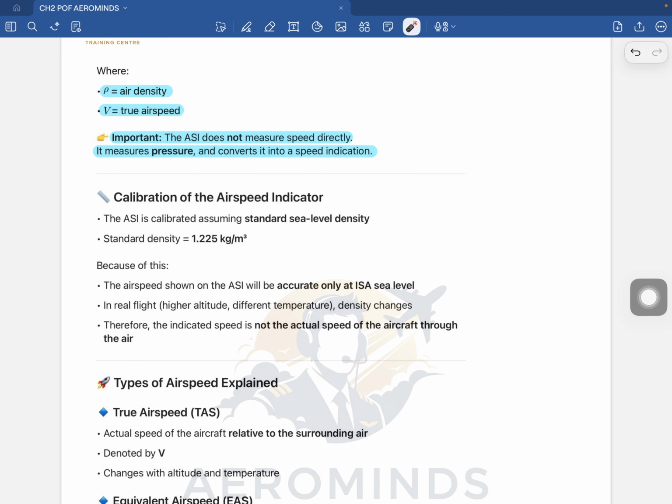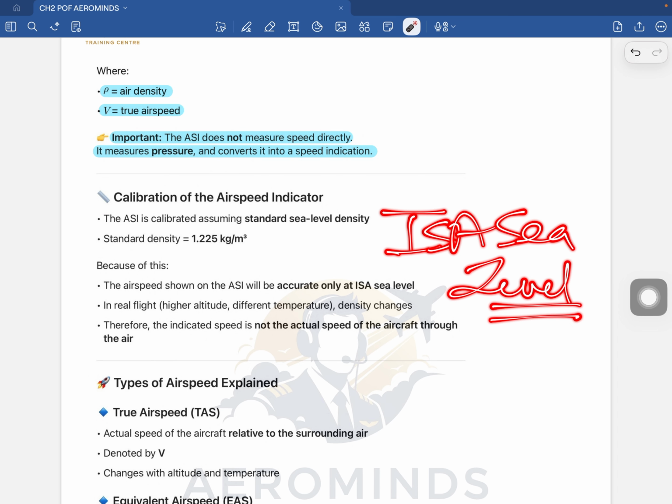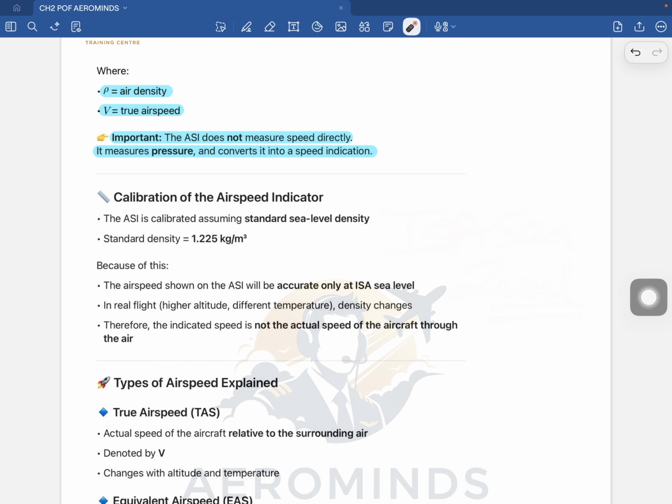So the ASI is built in such a way that if the air density is 1.225 and the pressure sensed corresponds to a certain value, then the needle will show a particular speed. This calibration works perfectly only at ISA sea level. Remember this, ISA sea level. Got it? Now, if you think logically, do we always fly at sea level? No. Do we always fly at the standard temperature?